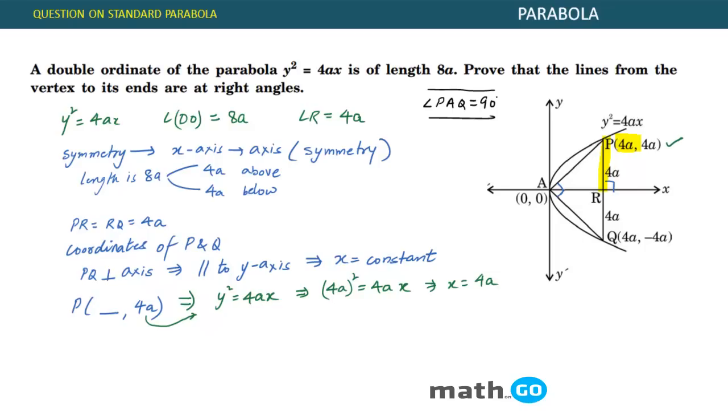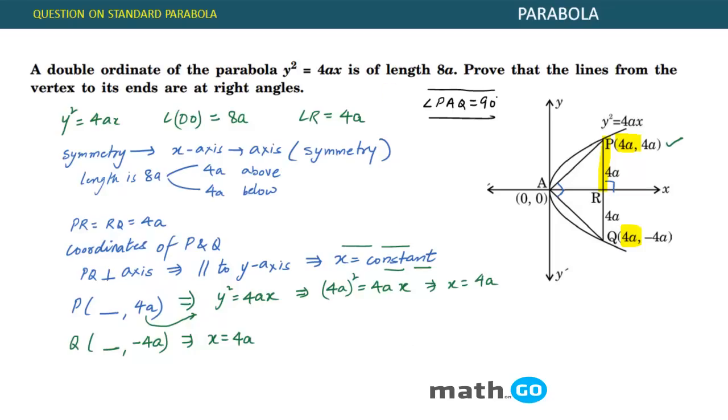Similarly, I can say that Q point is below. So Q point will have a location something of this sort, right? But if you solve this, you will again get x is equal to 4a. Why? Because this is the logic: x is equal to constant. They lie on a vertical line, so they will have a constant x coordinate. So if you see here, the x coordinate is again 4a.